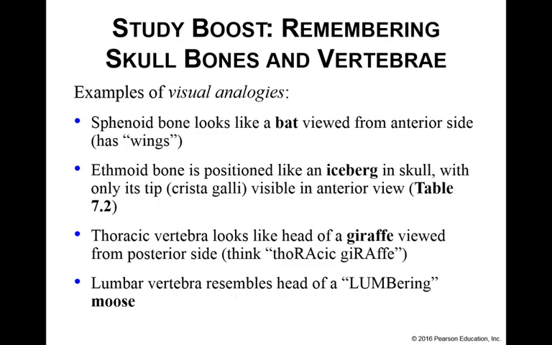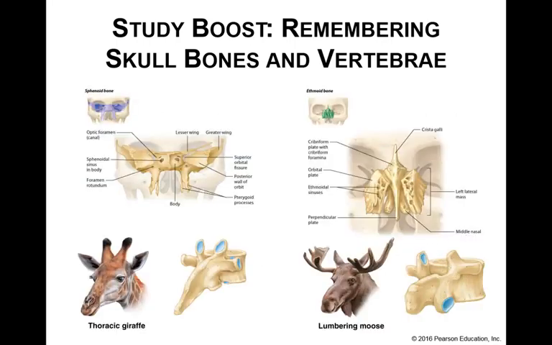Some visual analogies. The sphenoid bone looks kind of like a bat. It has wings. The ethmoid is sort of like an iceberg, only its tip, the crista galli, is visible. The thoracic vertebrae kind of look like the head of a giraffe. Think thoracic, giraffe maybe. And then the lumbar resembles the head of a lumbering moose. All right, and again, it's pretty large. And that maybe will help you remember lumbar.